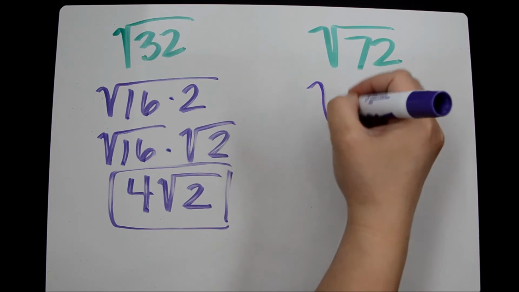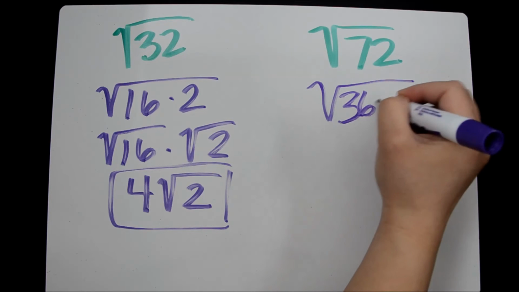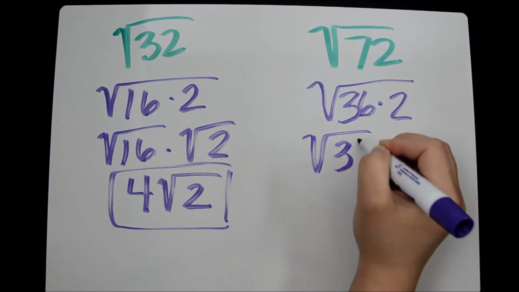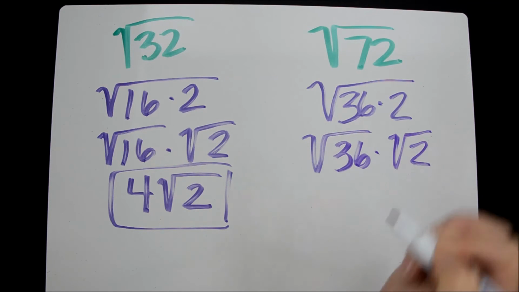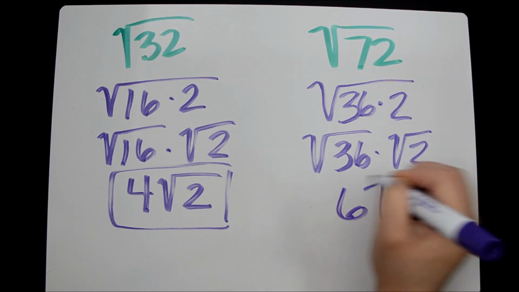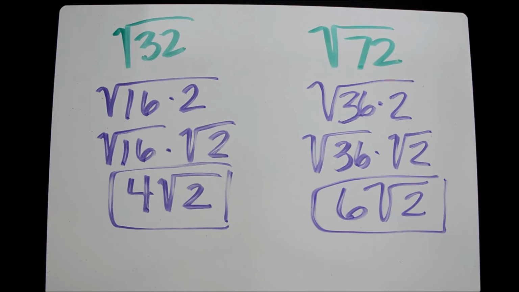With 72, 36 divides evenly, so I'm going to rewrite this as 36 times 2, and then we're going to break that apart even further, and we know that the square root of 36 is actually 6, so the simplified radical is 6 times the square root of 2.